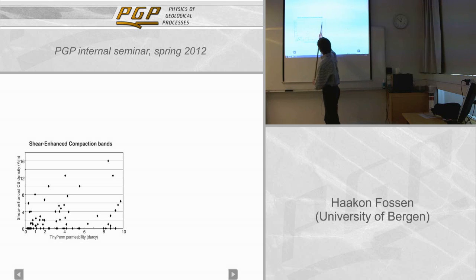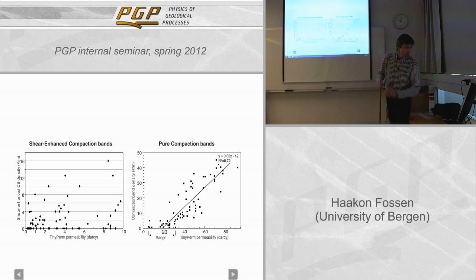But the highest densities occur where the permeability is highest. And there's a cutoff at about 100 millidarcies in this case, maybe a little bit less. If the permeability is less than that, you don't get deformation bands at all. And like I said, pure compaction bands are more sensitive. And you have to have something like almost 20 darcies, tiny perm darcies, I should say, to see compaction bands at all.